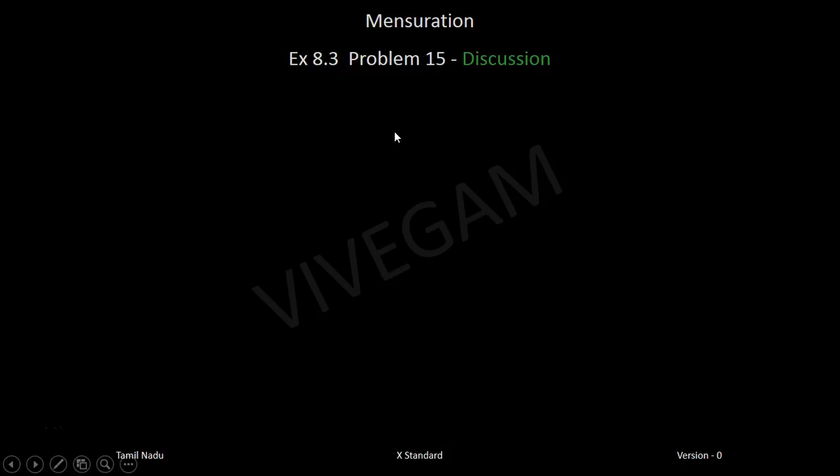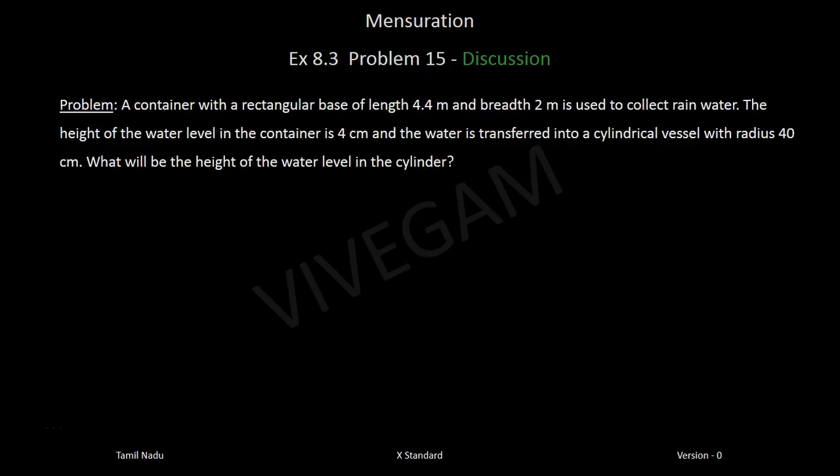Okay, exercise 8.3, problem 15, discussion. Let's read the problem. A container with a rectangular base of length 4.4 meters and breadth 2 meters is used to collect rainwater. The height of the water level in the container is 4 cm and the water is transferred into a cylindrical vessel with radius 40 cm. What will be the height of the water level in the cylinder?